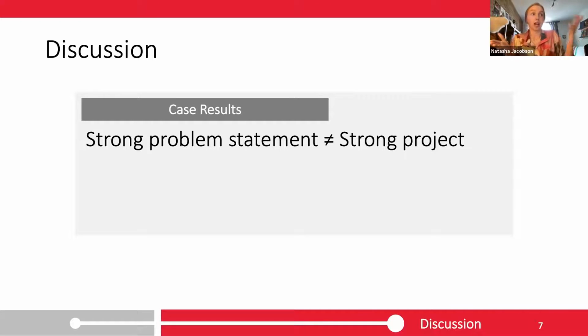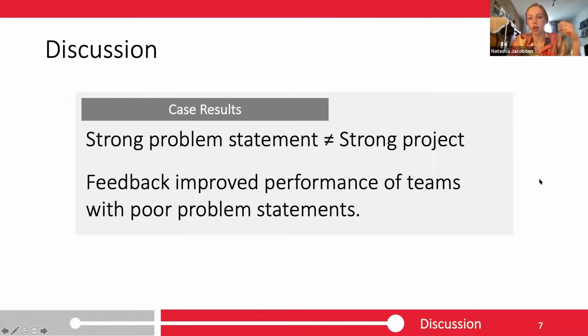or in other case, a strong problem statement and a strong project. But some of the top performing teams presented with some of the worst problem statements at the beginning of the year, and the reverse was true. We had some of the poorest teams present well-written problem statements. So though a good problem statement does not guarantee a good project, by providing that formative feedback, we did support those earnest, hardworking teams who relied on that feedback to improve their projects throughout the year.